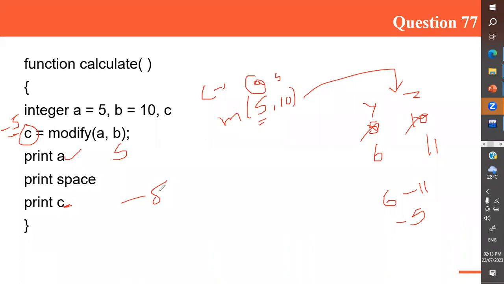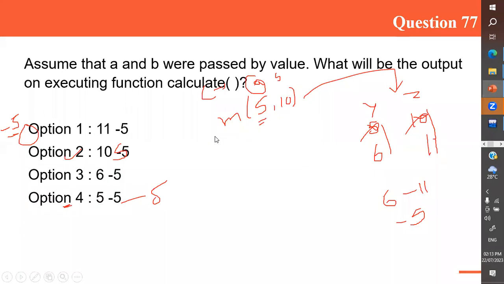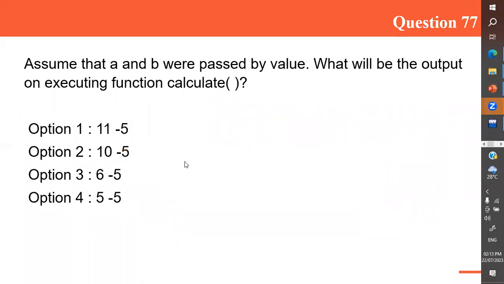Is it clear, boys and girls? As it is passed by value, the change in the function does not affect the original. The change of y and z is not affecting the original values because it is passed by value. I hope everyone understood that. Now, clear, super. Okay, going for the next one. Answer is option 4. I hope you got it. Option 4, 5 minus 5.